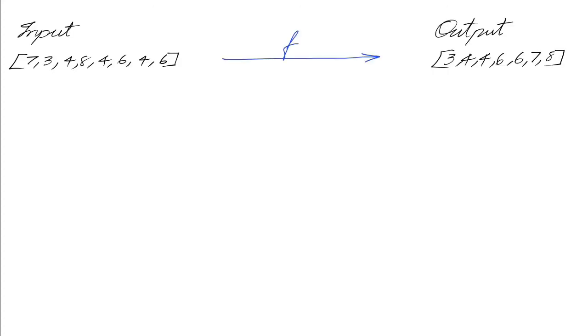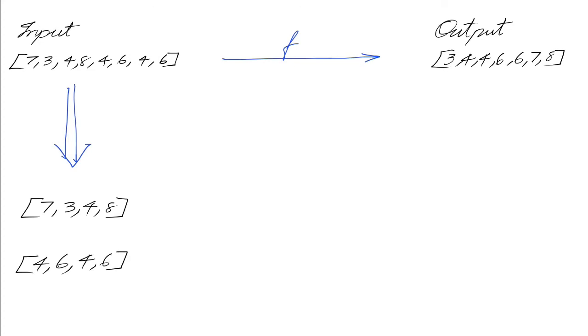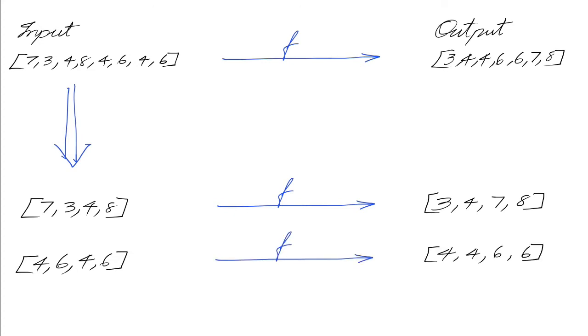The input is this list. The output is a sorted list of the input elements. In the reduction step, we have a list for the first half and a list for the second half. The first half list, we get a sorted list of these elements. And for the second half of the list, we get this list of sorted elements.